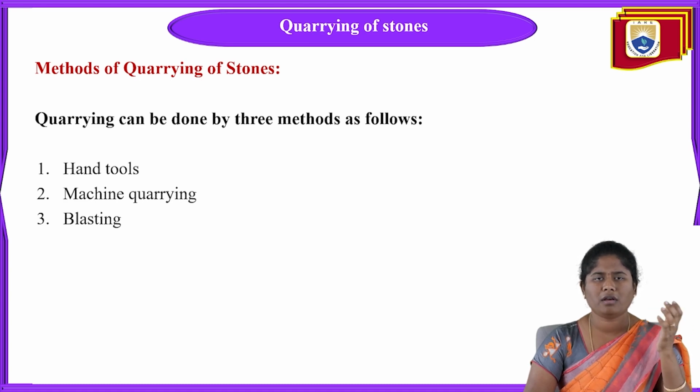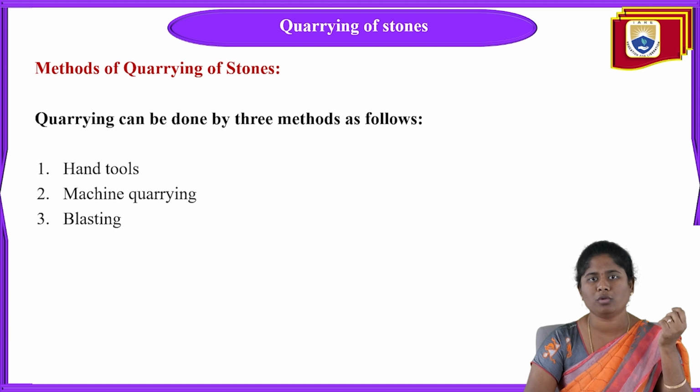After the extraction of stones from the earth surface, the surface should be loose, then only we are going to use hand tools. Just by hand tools we can easily quarry that site, but the foundation should be loose. Then only we can easily extract the natural stones for quarrying purposes.